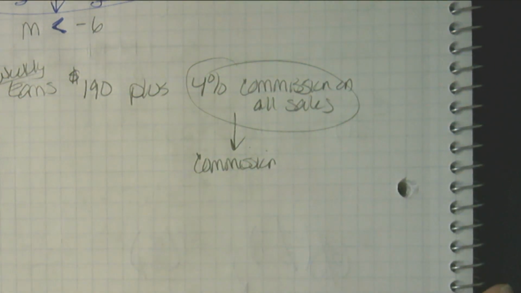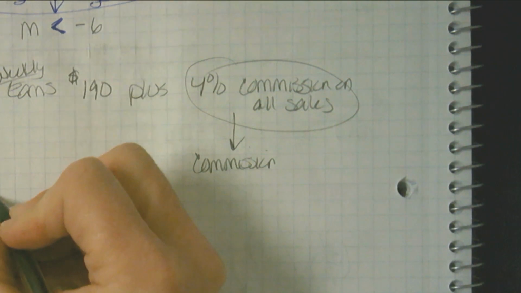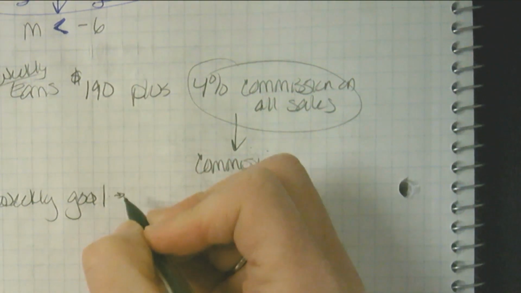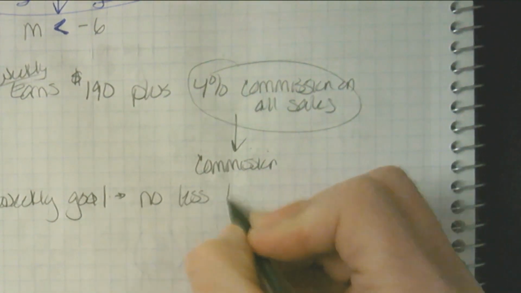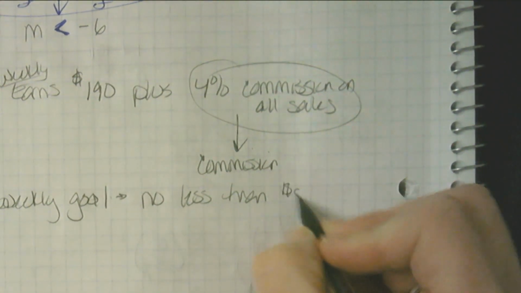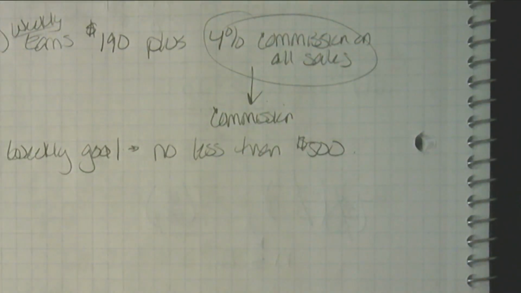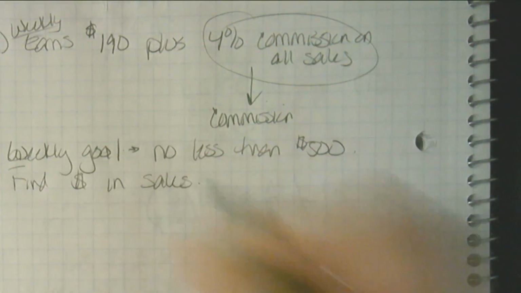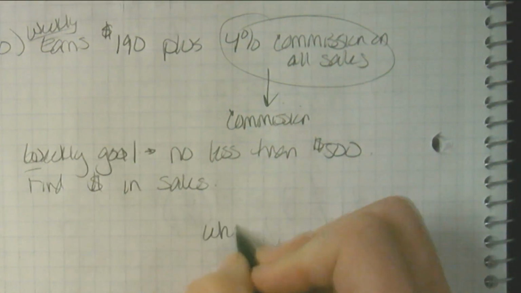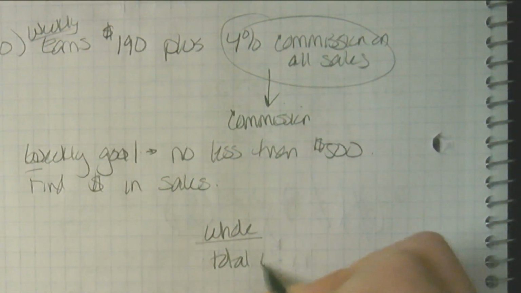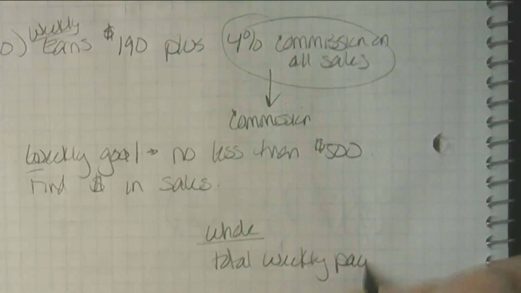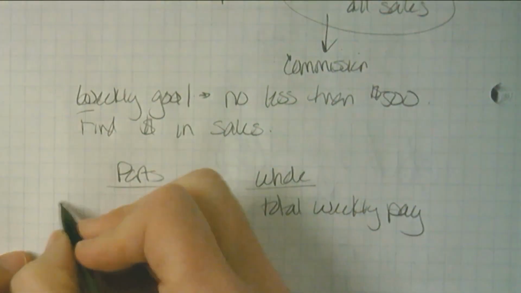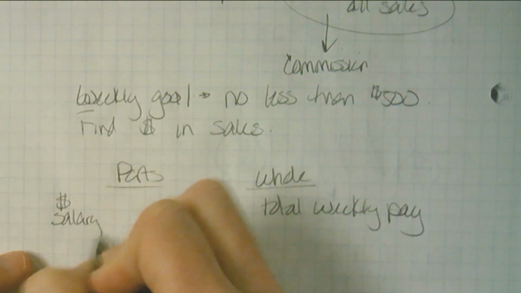All right, so what they want to know is, we want his weekly goal is no less than $500. So we want to know how much is his sales. Find amount in sales. All right, so if I look at this, my whole is going to be my total weekly pay. My parts, I'm just going to do this as a general game plan. It's the money in salary. The salary means that you get it no matter what.